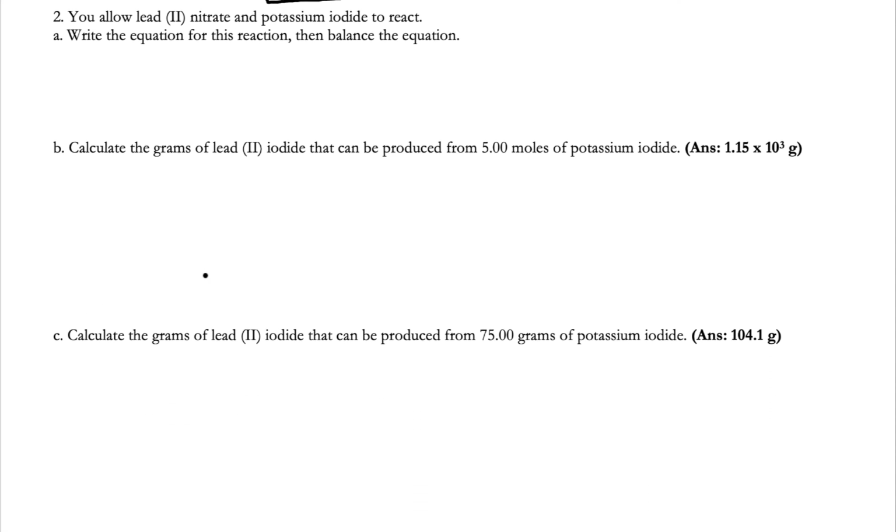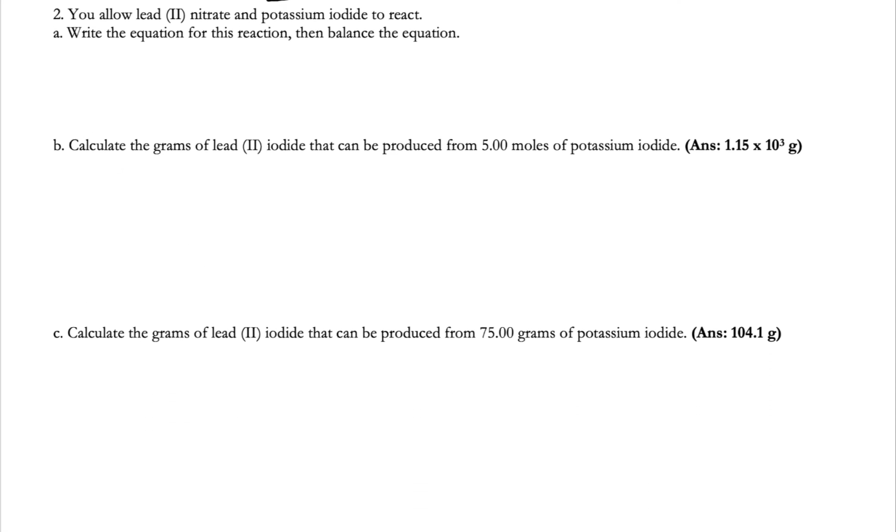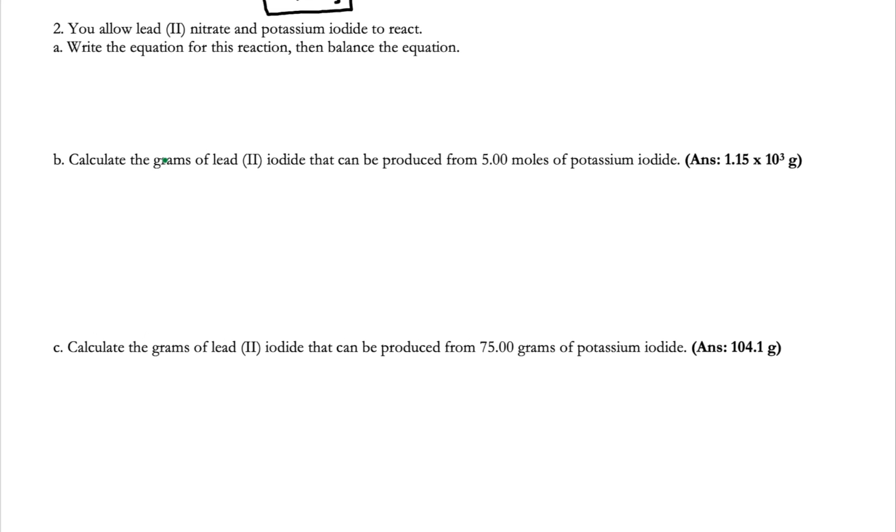All right, let's look at a new reaction and some new stoichiometry. I'm told I have lead 2 nitrate and it reacts with potassium iodide. I know this is going to be a double replacement reaction because I'm switching partners, but I need to determine the formula of lead 2 nitrate and of potassium iodide. So lead 2 nitrate, I know the charge of lead, it tells me it's 2+. I know the charge of nitrate is NO3 with a -1 charge. So the formula for this is going to be Pb(NO3)2, okay?